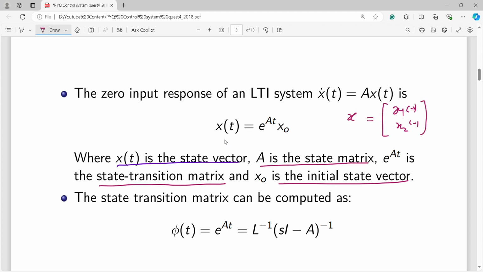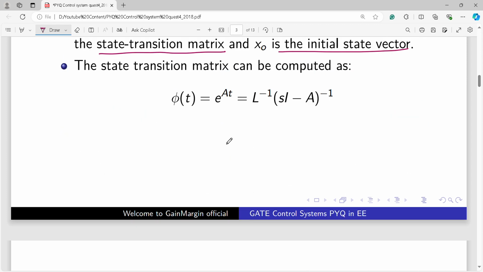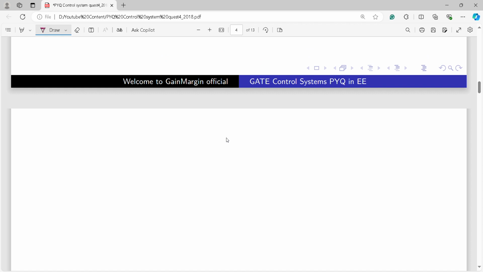The state transition matrix is given by e to the power At equal to phi(t). We can also write this as the Laplace inverse of (sI minus A) inverse. All right, so let me write down the state space equation.